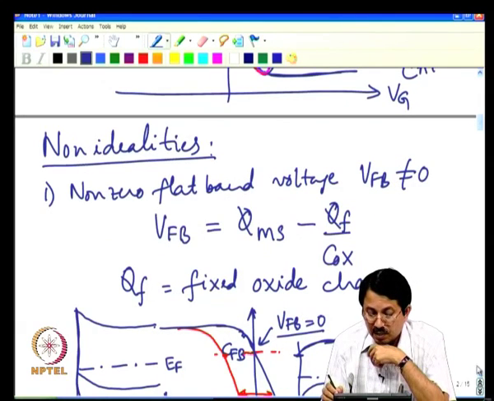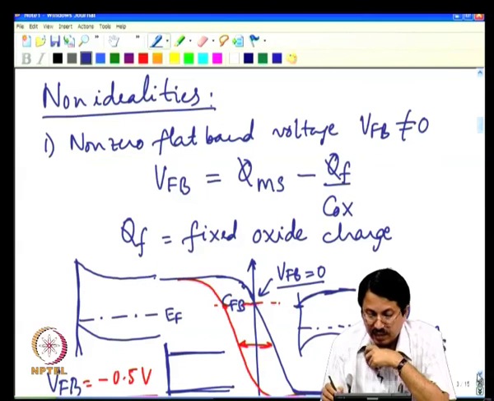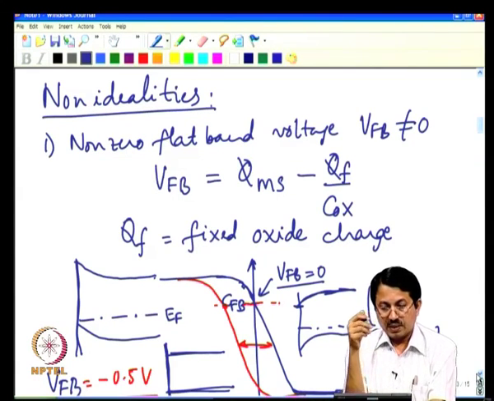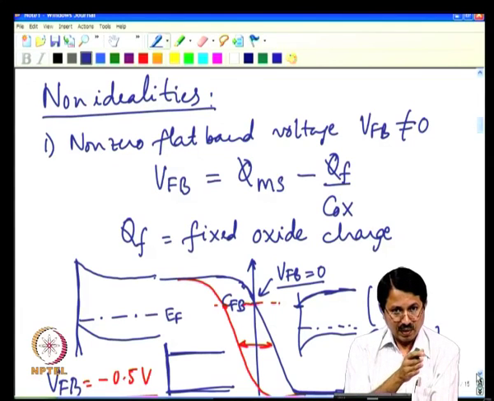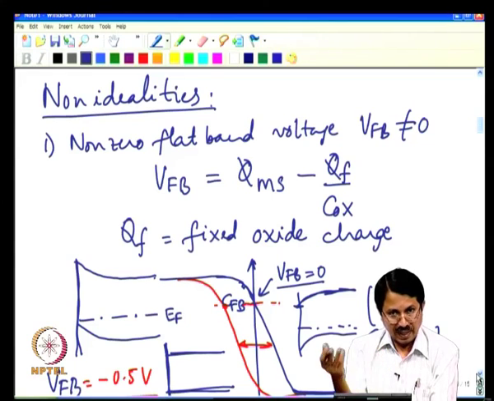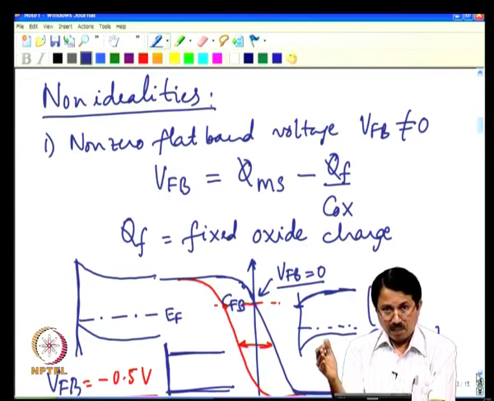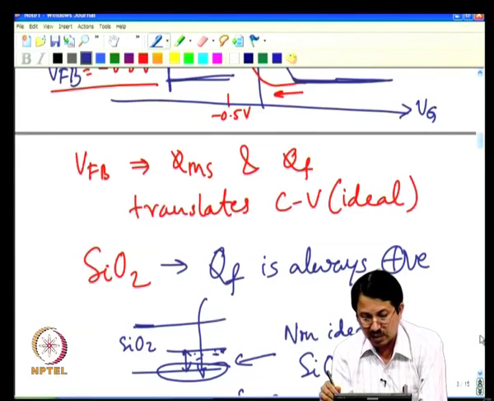Okay, and then subsequently we started looking at the non-idealities, and the non-zero VFB comes because of work function difference or the fixed oxide charge. If the fixed oxide charge is positive, the CV will always shift to the left. If the fixed oxide charge is negative, not in silicon oxide but in some dielectrics it could be, then the CV could shift to the right. Okay, but this is always a parallel translation, no stretch out compared to ideal capacitance voltage characteristics.